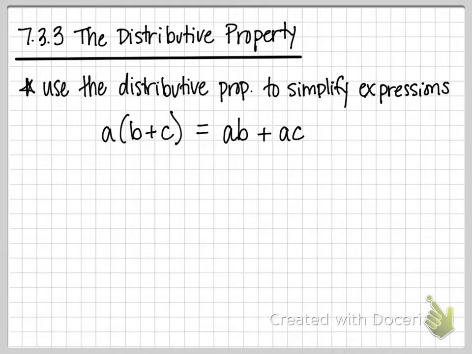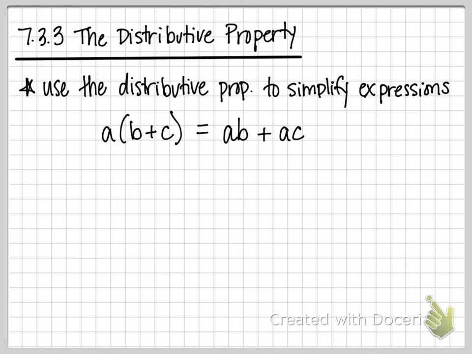So we use a distributive property to simplify expressions. So this is sort of the example with variables, but this works with numbers as well. And so what we're going to do a lot today is doing the distributive property with numbers. But it shows it here with variables just because it can work with any set of numbers and or variables.